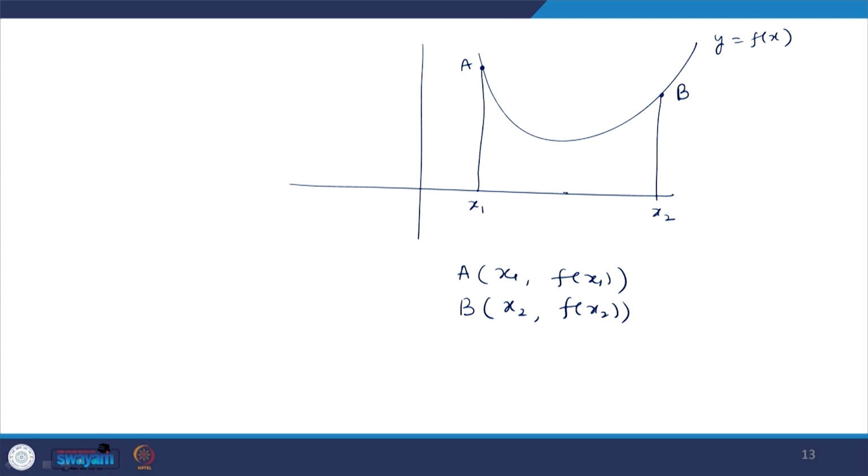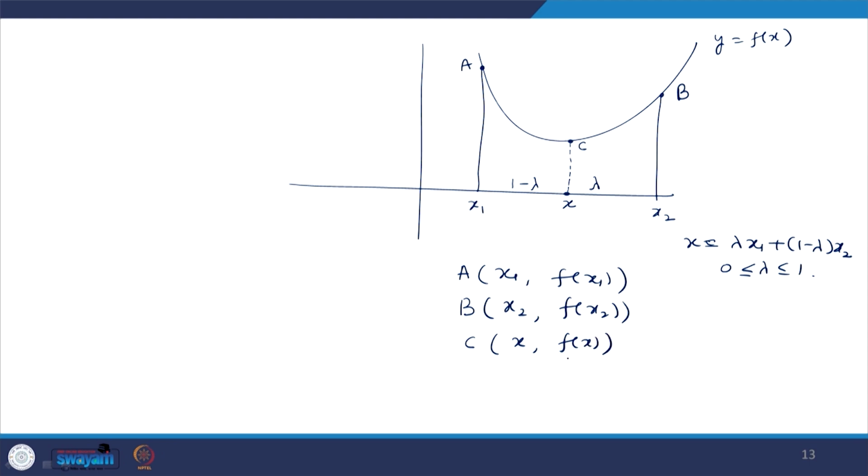Now, you take any point x in between x1 and x2, and suppose this point divides this line segment in the ratio 1 minus lambda is to lambda. So, of course, this x will be nothing but lambda x1 plus (1 minus lambda) x2, for lambda between 0 and 1. So, you have taken an arbitrary point x in between x1 and x2. And if you draw this line vertically, then this point C will be nothing but (x, f(x)).